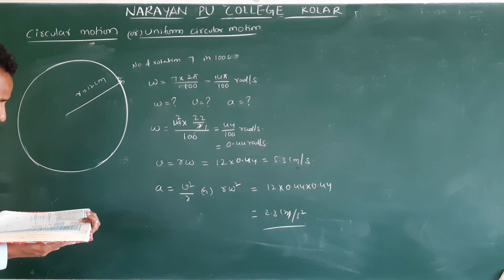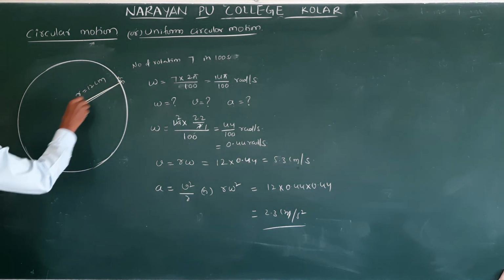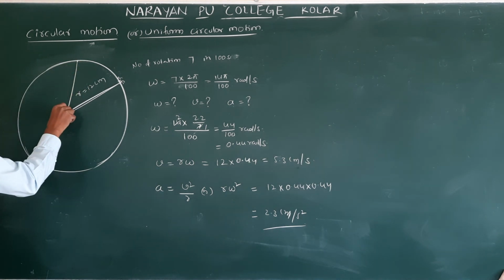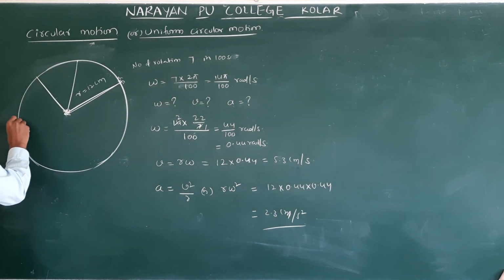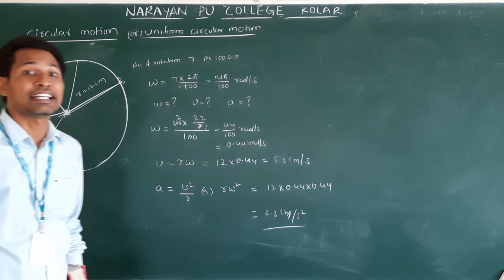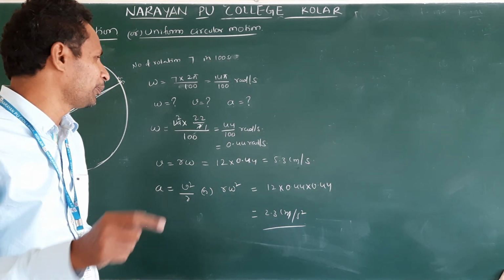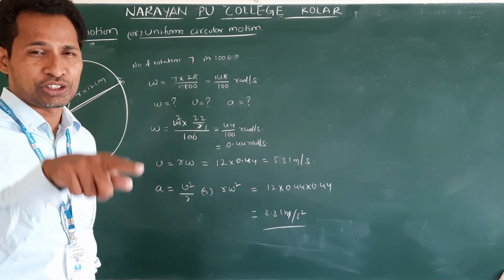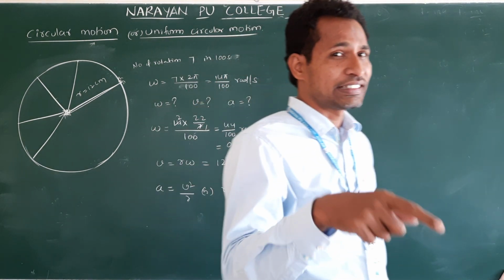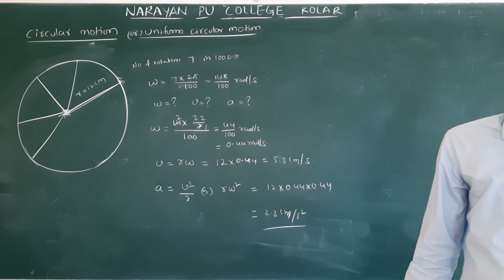Is the acceleration vector constant? No, because this acceleration acts towards the center at this point. But if the object comes here, the vector direction changes. So direction keeps on changing. So the acceleration vector is not a constant vector, but the magnitude remains the same. Remember, in circular motion, very important points: velocity direction continuously changes, but magnitude remains the same. Acceleration direction also always acts towards the center, but it is not a constant vector.